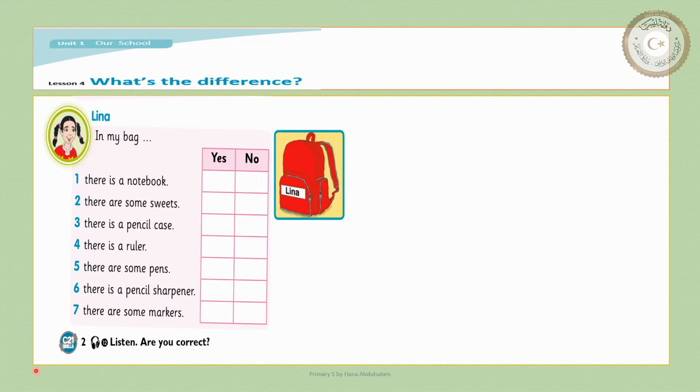There is a notebook. Can you tell me a notebook? Okay, this is a notebook. There are some sweets. Okay, sweets. There is a pencil case. Can you show me pencil case? Excellent. This is a pencil case.